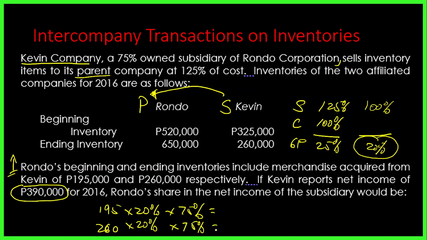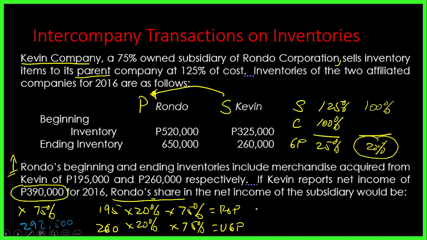Okay, so pag na-compute mo na yan, okay ka na. 125 will be your realized gross profit. This one will be the unrealized gross profit. Yung share lang ng parent. Take note, we are computing for Rondo's share. Also, this one, you multiply that by 75%. So hanapin natin yung calculator natin. 390 times 0.75. This one will be 292,500.